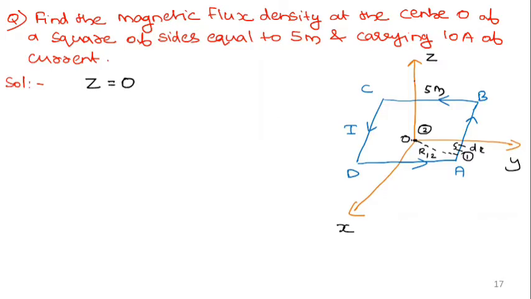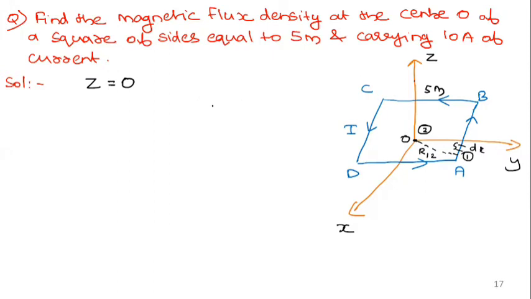So the value of Z will be equal to 0 because the square surface is lying on the XY plane, and we need to find the electric field intensity at O itself. Similar to the circular ring derivation, where finally we took Z equal to 0, the same case we are finding at the origin. So that is Z equal to 0.